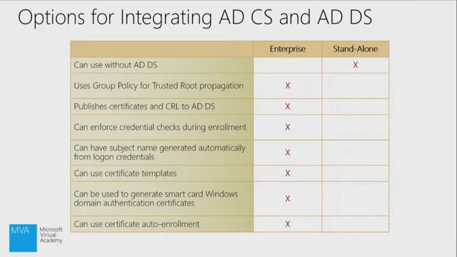Certificate templates. Those are preset templates for preset purposes that I can either decide to issue or not issue and control different options of. And we'll talk about that more in further slides. Can be used to generate smart card Windows domain authentication certificates. I can't do this without Active Directory domain services. I have to have an ADDS integrated CS implementation to do smart card Windows authenticated logon. And can use certificate auto-enrollment. What this means is, as a user or as a computer, I can designate that when that computer comes online, it automatically gets a certificate for whatever purpose I might want one for.